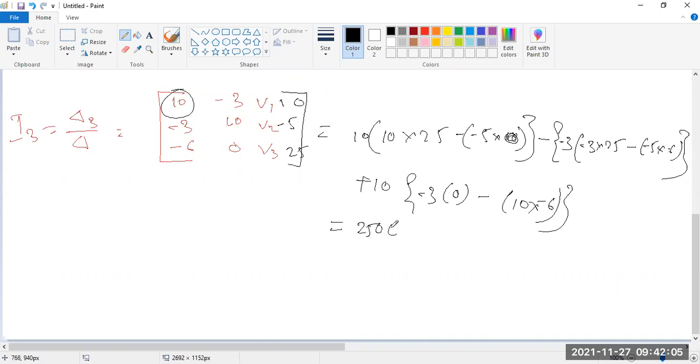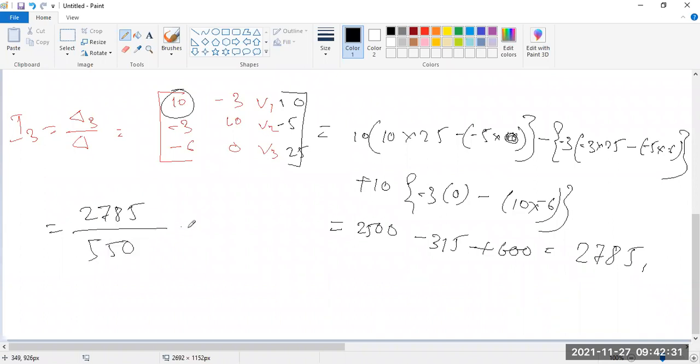It is ultimately coming 2500 minus 315 plus 600. It was done ready-made, that's why I'm doing it this way, but you have to do this. Okay, then ultimately it will come 2785, and we know I3 is delta 3 by delta. So delta 3 is 2785 and delta is 550. So it will be coming actually 5.06 ampere. So you can find all these things.